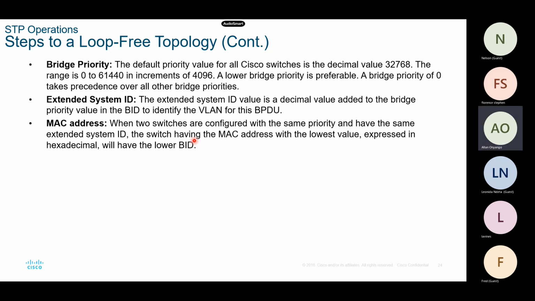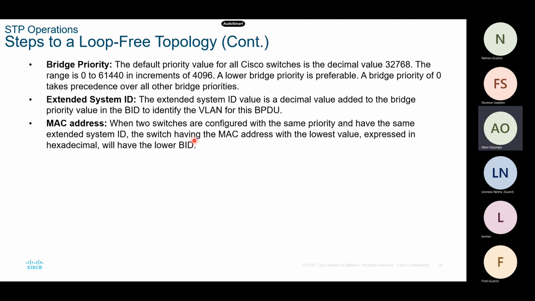The next one will be 8,192, as you increase by 4,096. Now, listen to this. The lower the value, the better, because the lowest priority is always the one that is preferred. That means if you ever have a switch with a priority of 0, it will always take precedence over all the other priorities. All right. So that is a priority.